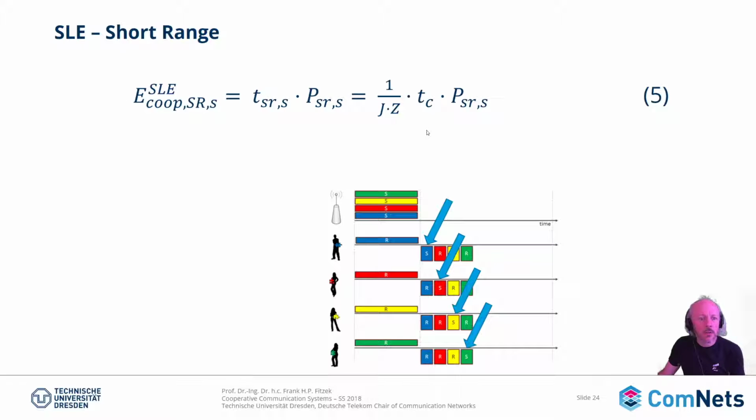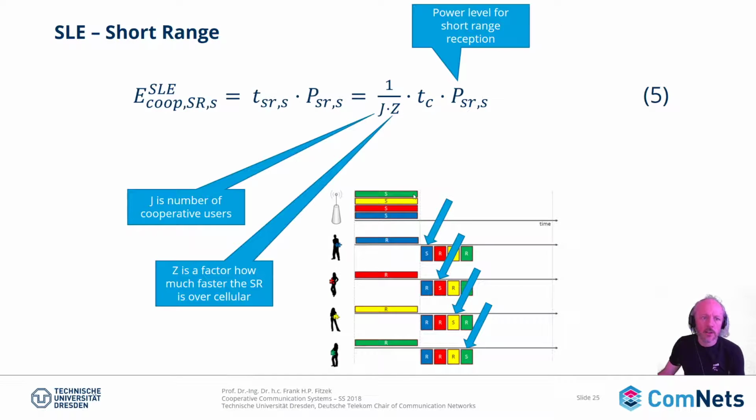That's okay. So we are then saying, okay, the energy for the sending is something like 1 over JZ multiplied by TC and P short range sending. I think 1 over J TC is clear, right? Because it's only a part of it. And Z, what is Z? Z in this case is a factor of how much faster the short range is over the cellular. If it's slower, then it becomes smaller than 1. But if Z is larger than 1, then short range is faster by a certain factor. I just give you here the explanation if you look at it at home.